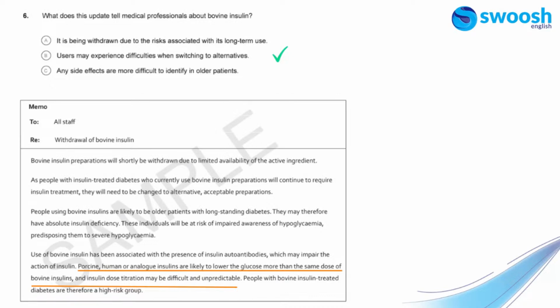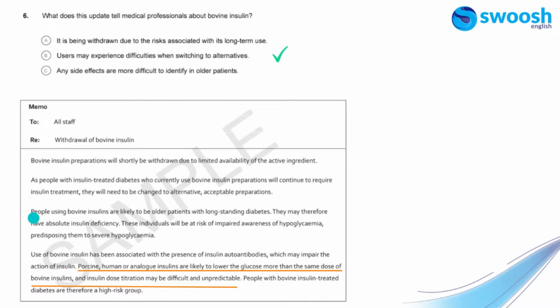Answer option A, it is being withdrawn due to the risk associated with its long-term use. I don't think there's anything in this text here which talks about it being withdrawn for long-term use. So therefore, that was not an answer at all. And any side effects are more difficult to identify in older patients. Now, it does reference in paragraph 2, people using bovine insulin are likely to be older patients with long-standing diabetes. So older is referenced, but there's nothing there referencing side effects.